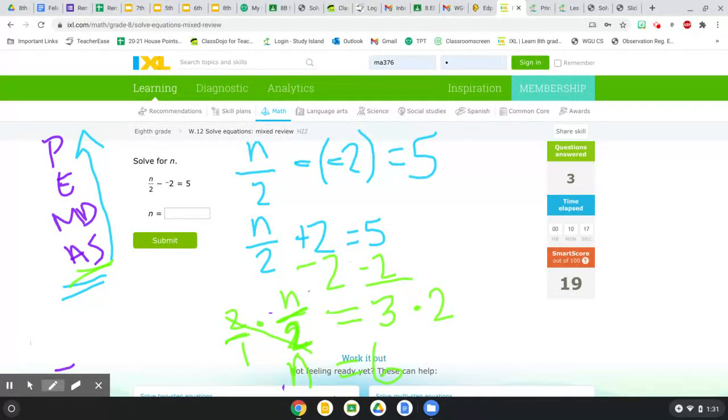All right, we're on step 4. We're going to check it real quick. So we think it's 6. When I go to check that, that's saying 6 divided by 2, which I know is 3. And then it's saying 3 minus that negative 2. Okay, so that's really like adding 2. So 3 plus 2, does that equal 5? Yeah, it does. So I know that it checks out, meaning that n equals 6 is the correct solution.